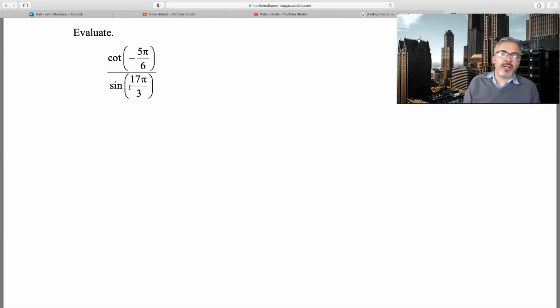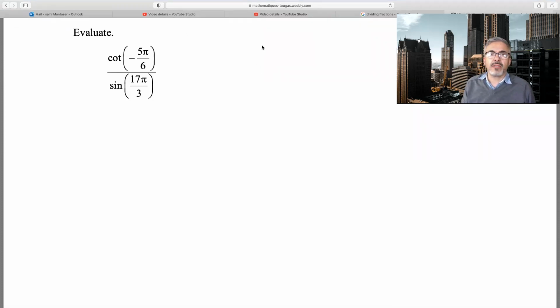So here's the first one: evaluate cotangent negative 5 pi over 6 over sine 17 pi over 3. In this question, you have to do a few things. For some of you who don't like working with radians, convert this to degrees.